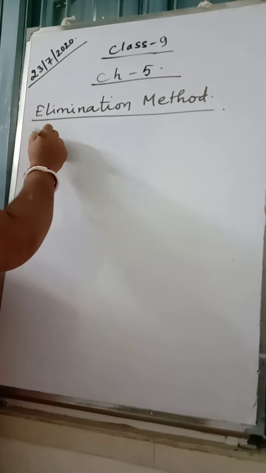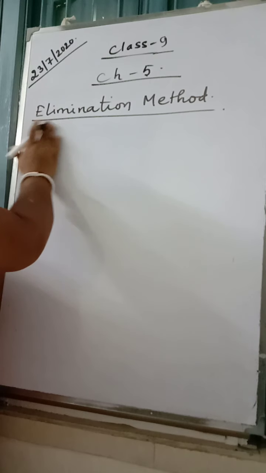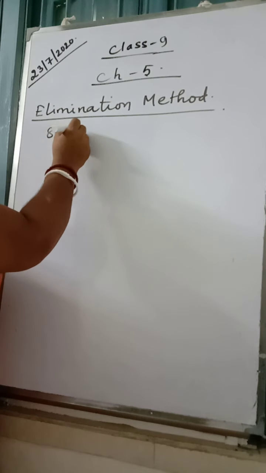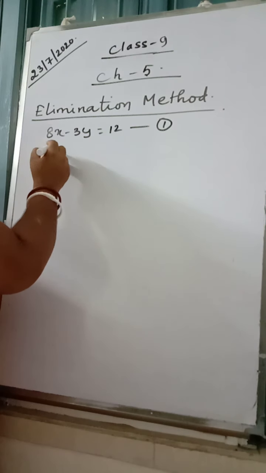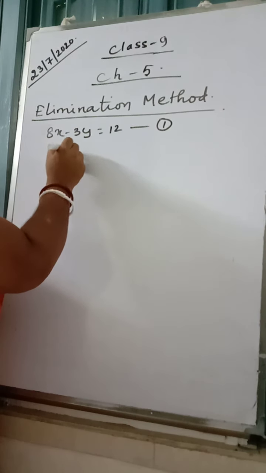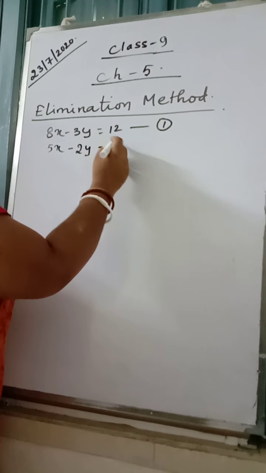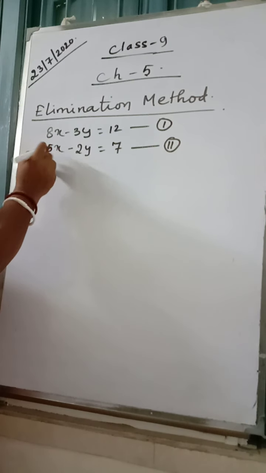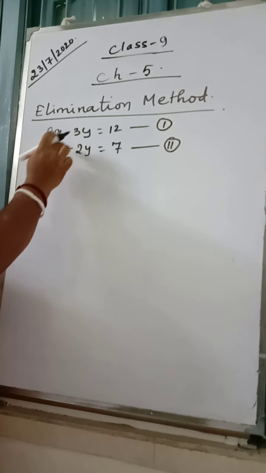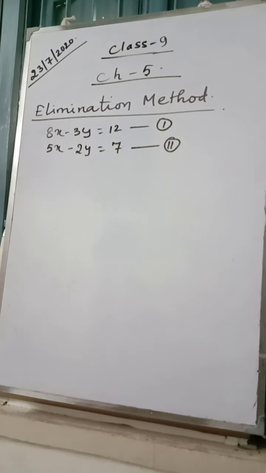Have a look. The first equation is 8x minus 3y is equal to 12. This is the first equation given to you. The second is 5x minus 2y is equal to 7. This is the second equation given to you. Now you can see 8x, 5x, 3y, 2y. So the coefficient of none of the variables is the same.